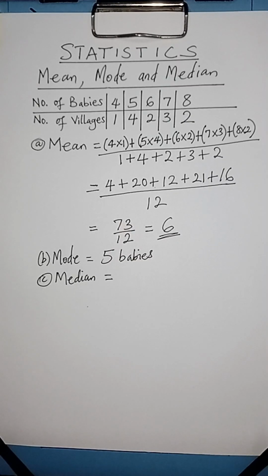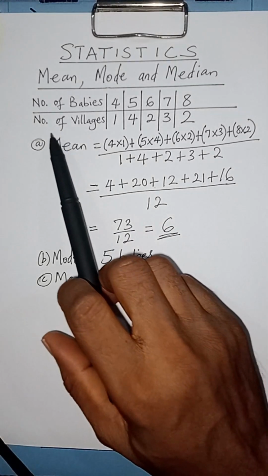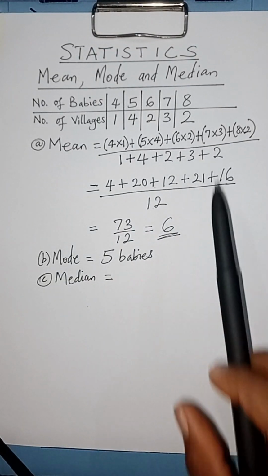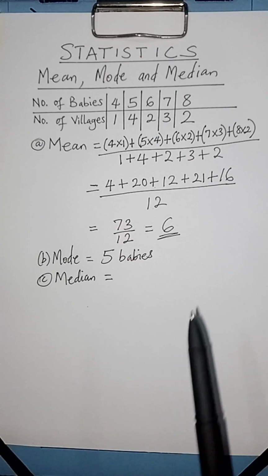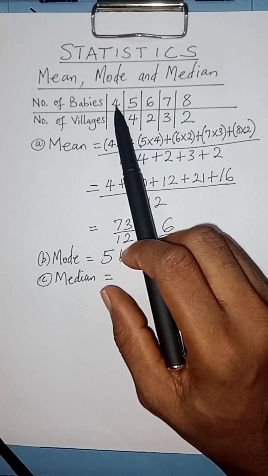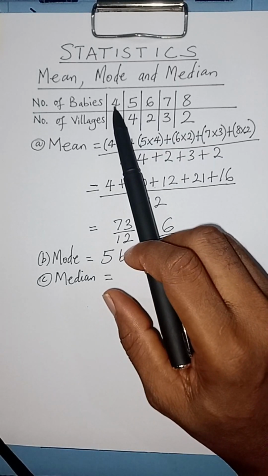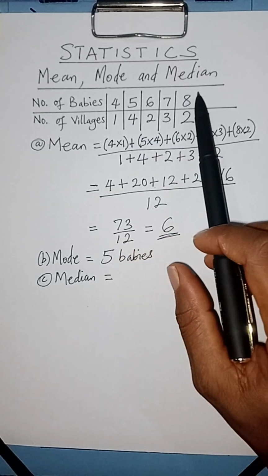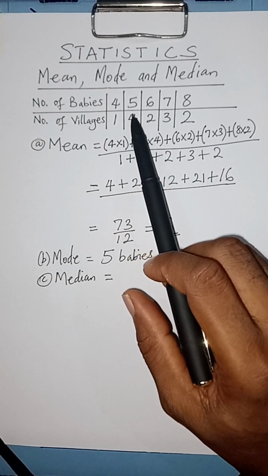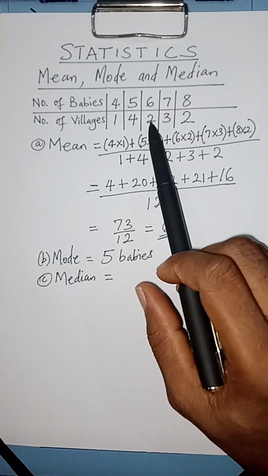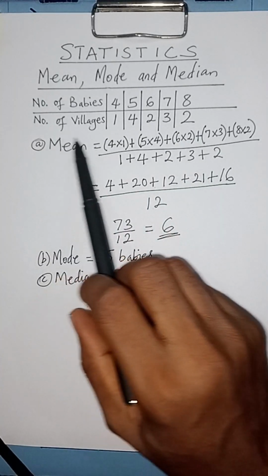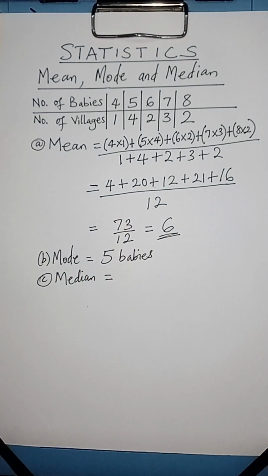Now, in this case, recall that the frequency, which is the number of villages, is 12 when we added all these figures together. So what is the middle number here? Well, these numbers have been arranged from the smallest to the biggest, or in ascending order: 4, 5, 6, 7, 8. Now this tells us that 4 appears 1 time, 5 appears 4 times, 6 appears 2 times, 7 appears 3 times, 8 appears 2 times. Now, if you arrange those numbers that way, it's easier for you to pick out the middle numbers.